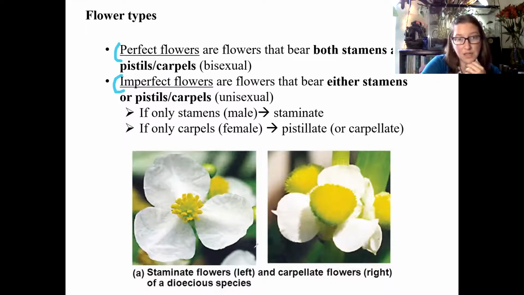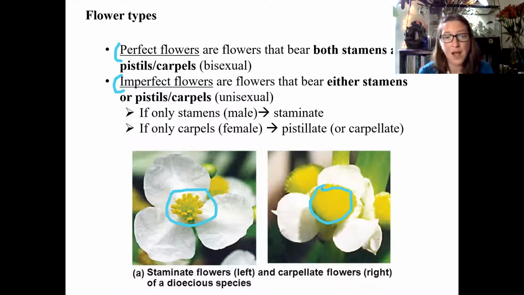Down here is an example of 2 imperfect flowers. Here, this flower has petals that we can see, but in terms of sex structures, it only has stamens, no pistil/carpel. Whereas over here, this one has a pistil/carpel and no stamens. And so therefore, it is imperfect.